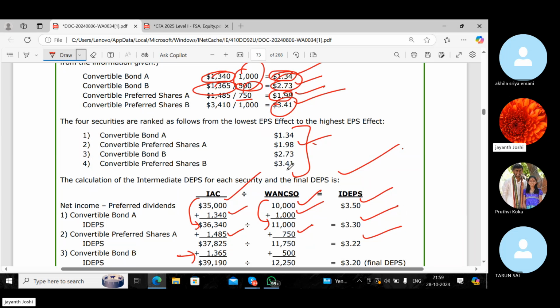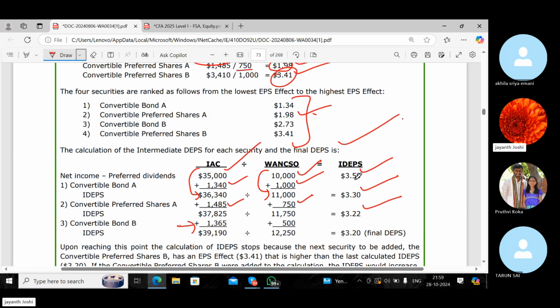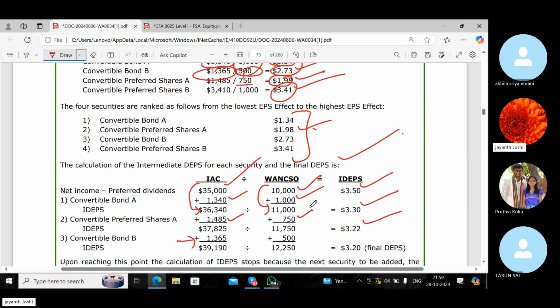After that, it is 3.41. So numerator 3,410. But I think if we go beyond that, it will become anti-dilutive. So I think we have to stop here. Convertible bond B is how much? 2.73. 1,365 and 500. So we get this, and the last we don't go ahead. Why? Because it will become anti-dilutive, right?